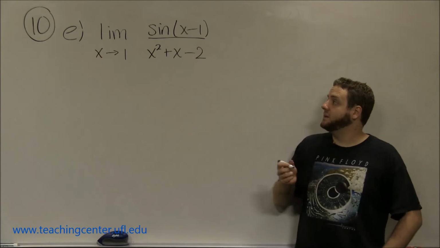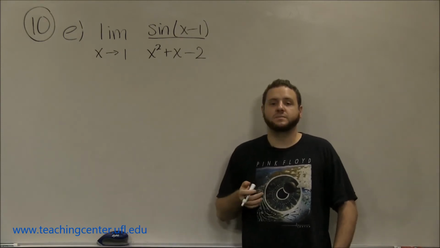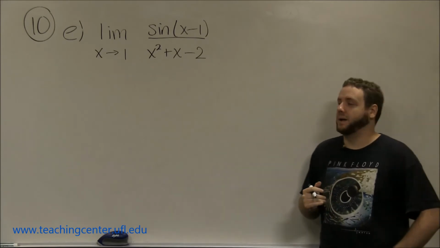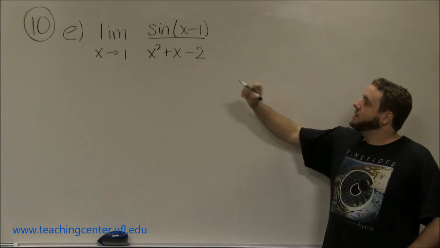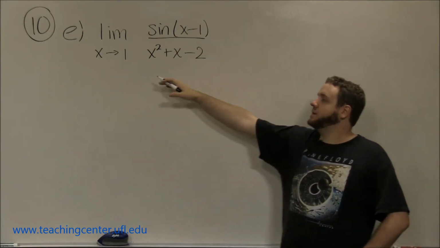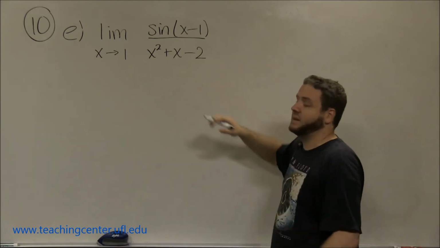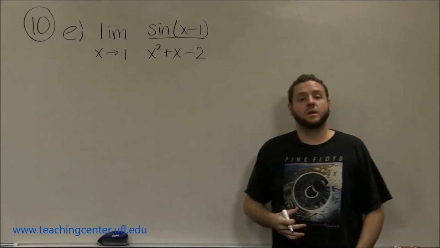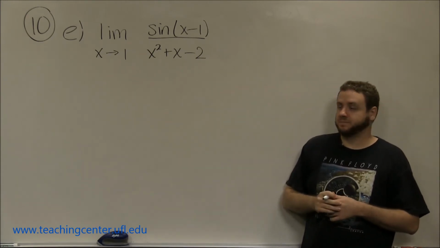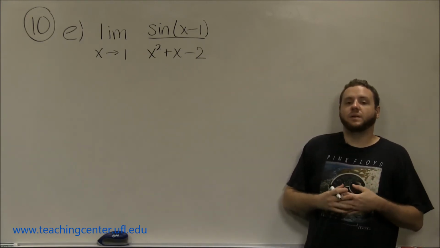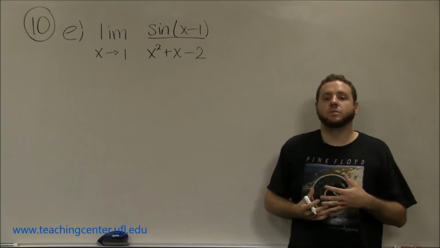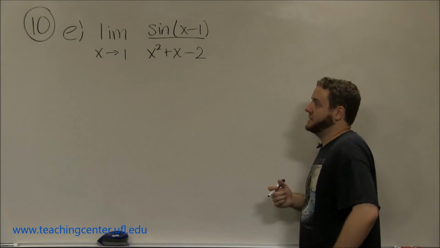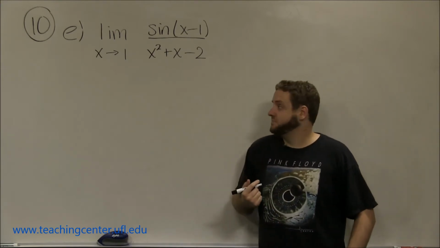For problem 10 part E, again another trig limit. In this case, we're going to have to use our same identity, but we're going to have to apply it in a slightly different way. So as you can see here with this problem, if you try to plug in 1 for x right off the bat, we would get an indeterminate form because both our numerator and denominator would be 0. So we can't use direct substitution. Instead, we need to figure out how we can get our typical trig limit identity, sine theta over theta as theta goes to 0, to come out of this.